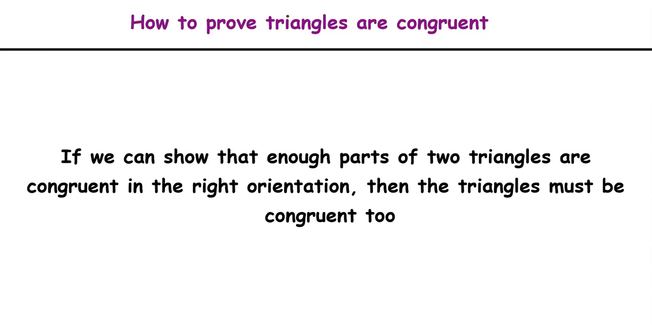Well, if we can show that enough parts of them are congruent and in the right orientation, then the triangles must be congruent too. The more sides you add, the more angles you add, the more complex it becomes to show that two figures are actually congruent.